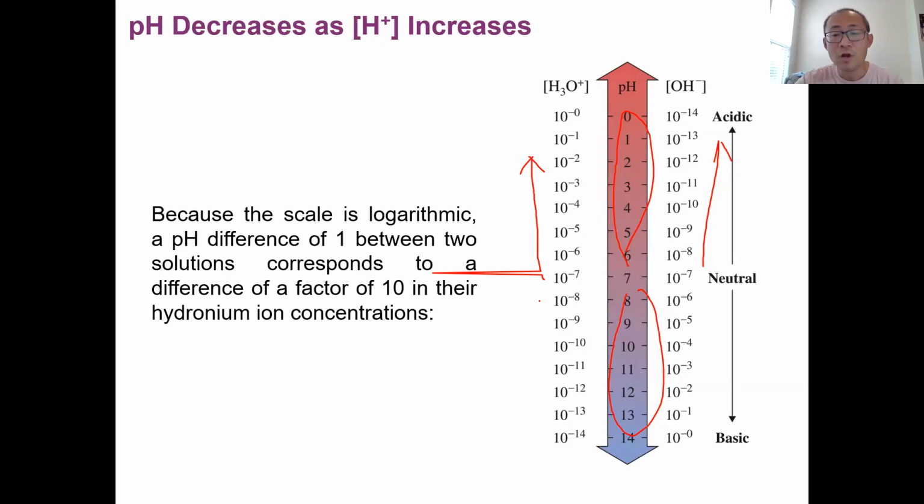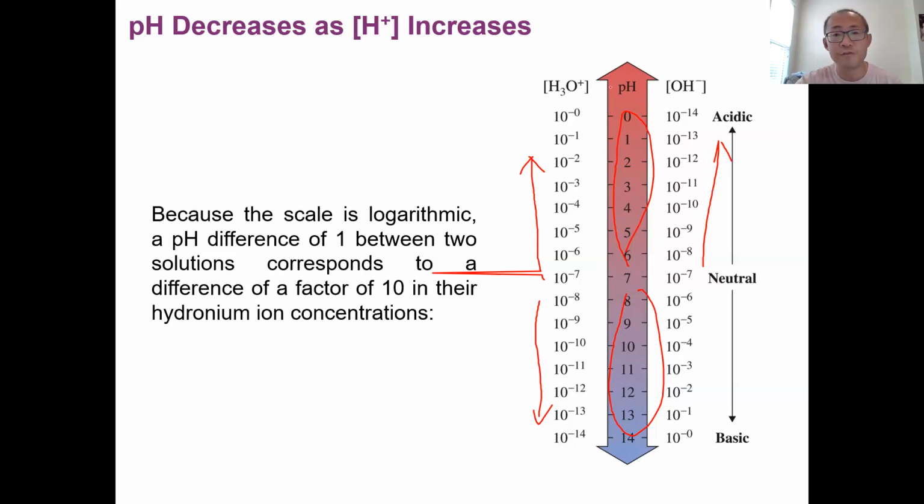Very similar when you have a basic solution. The proton concentration will be smaller than 10 to the negative 7 because hydroxide is higher. So the proton concentration is smaller than 10 to the negative 7, and the pH is actually higher because the exponent is more negative.